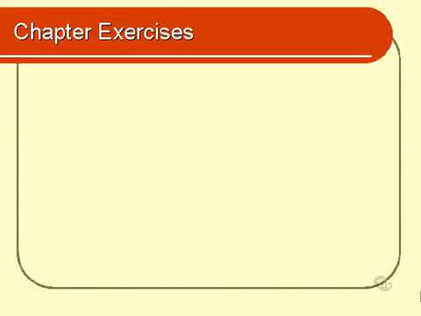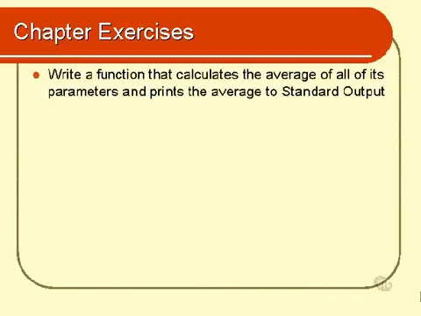Here are the exercises for Chapter 8. First, we have a simple script that will contain one function. That function will calculate the average of all of its parameters, and it will print that average to standard output, so essentially it will just echo it if it needs to.